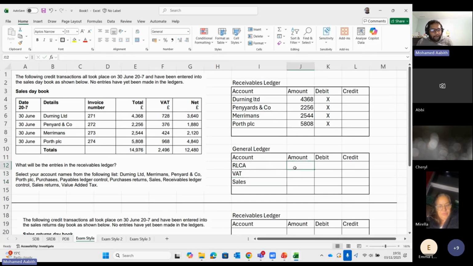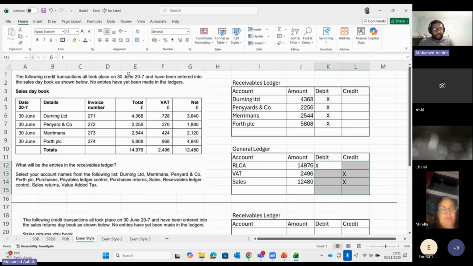So here, the amount for this one is £14,976, and this is a debit entry. And this one is going to be 2496, and that is a credit entry. Because remember, if that is a debit, these two have to be credits. 12480, and that is going to be a credit. So here, I've done that. So in the exam, you will get 12 marks for this one, and you also will get 9 marks for this one. This is an easy gimme if you ever get a question like this.